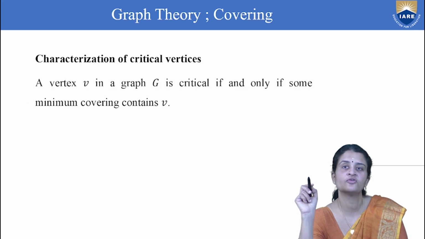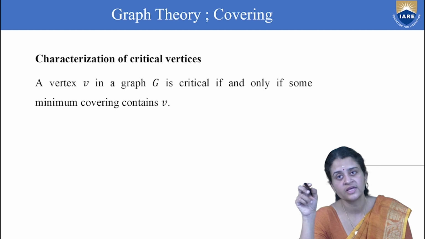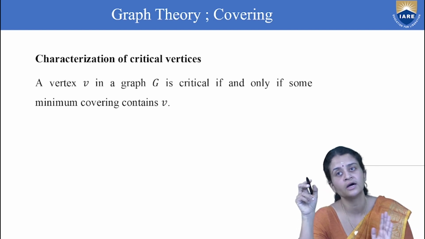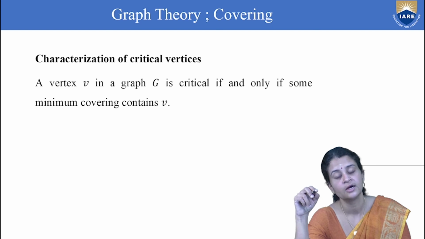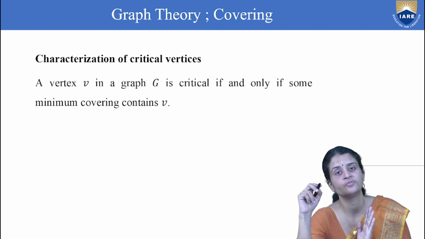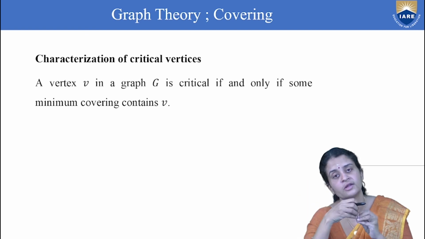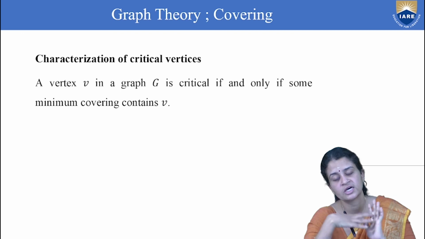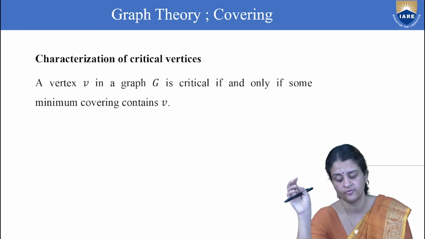Now the characterization of critical vertices. A vertex V in a graph G is critical if and only if some minimum covering contains this vertex V. That is, if V is contained in some minimum vertex covering, then only is it said to be a critical vertex. Why? If we remove that vertex from a minimum covering, it will disturb the covering number. So it must be contained in some vertex covering of G.